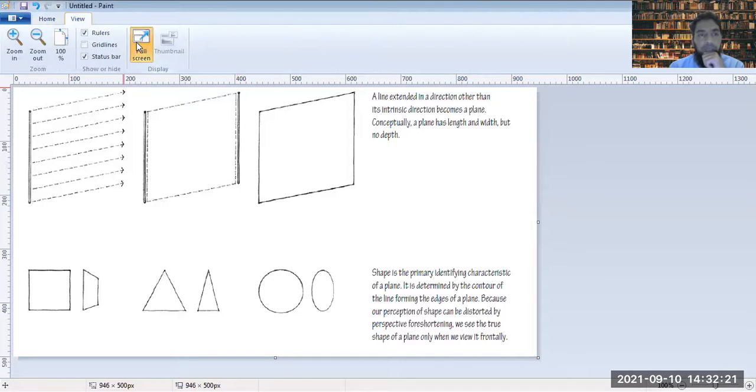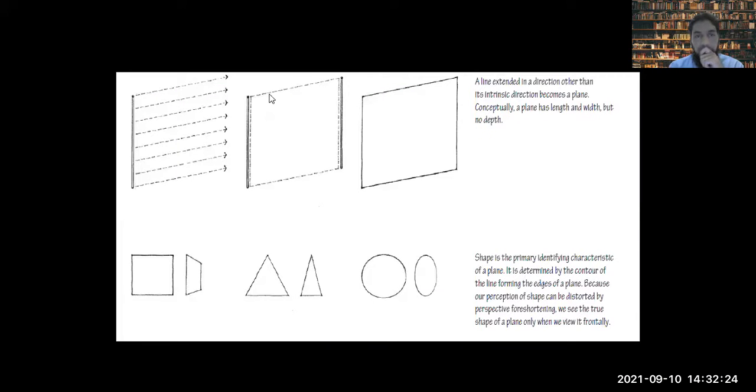I'll first show you what the different forms of planar elements are. So if you have a look here, the line becomes a planar element, and the planar element now has its dimensions. It would have its length and it would have its width. Now, the shape of the planar element could vary, which I just showed you. It could be a triangle, it could be a circle, and it could be a rectangle.